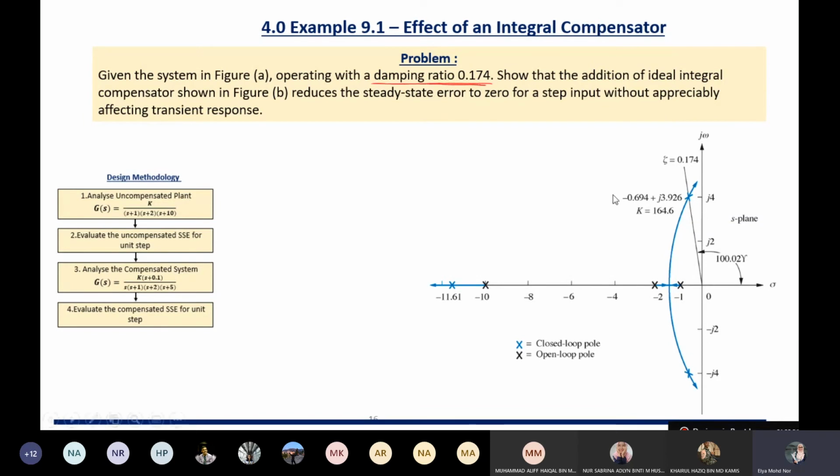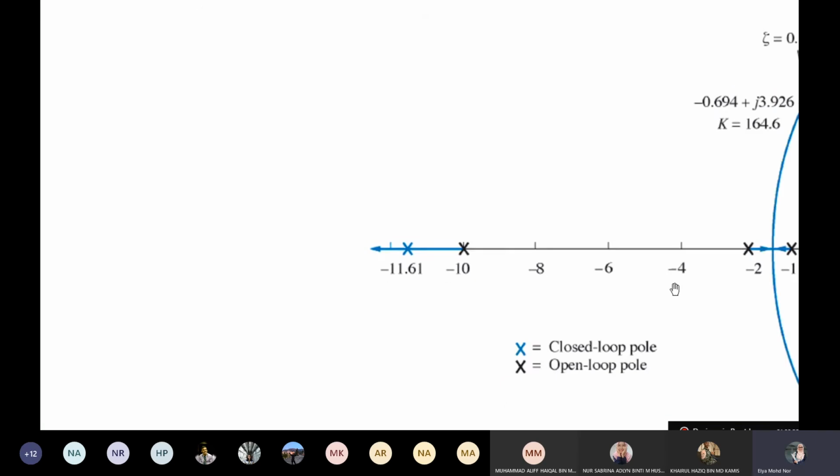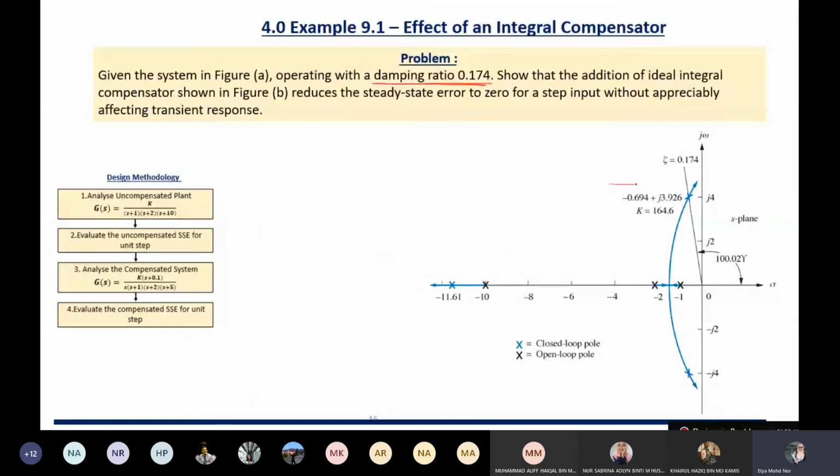Okay, so we sketch, we put the damping ratio 0.174 here, and we see that the root locus intersects 0.174 at one point, which is at minus 0.694 plus 3.926. At this point, the gain is 164.6. So this is for the uncompensated system.